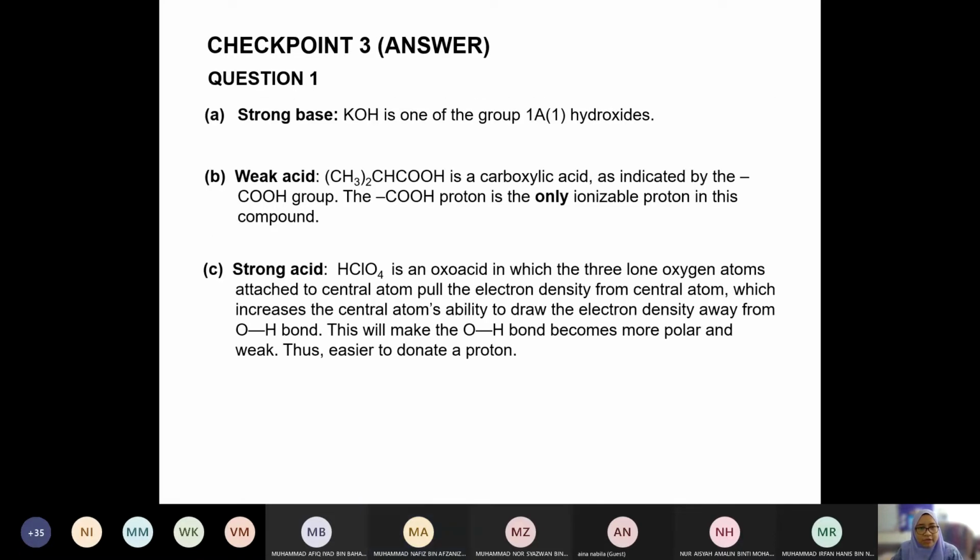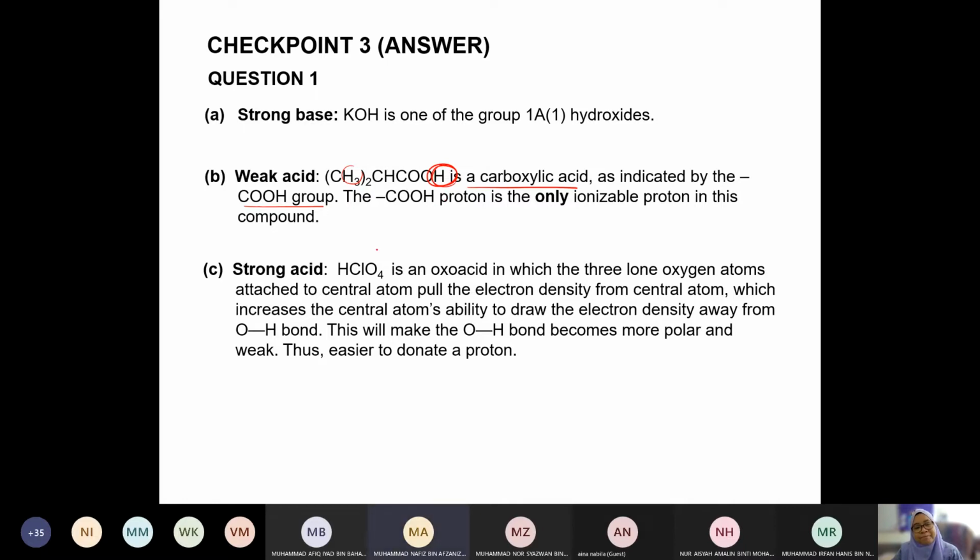Right, so A is a strong base, because K is potassium, which comes from group 1A. B is a weak acid. Again, good. It is a carboxylic acid indicated by the COOH group, and the COOH proton is the only ionizable proton in this compound. Don't look at the many H atoms there and think all of them can produce hydrogen. The one that contributes the proton is this hydrogen only.